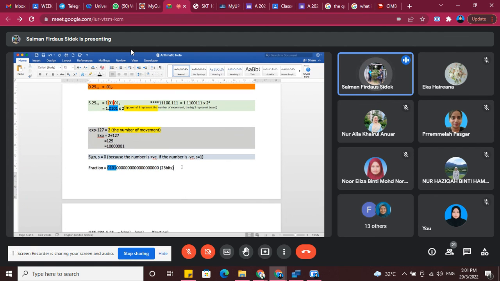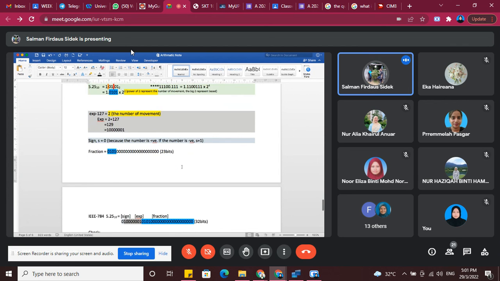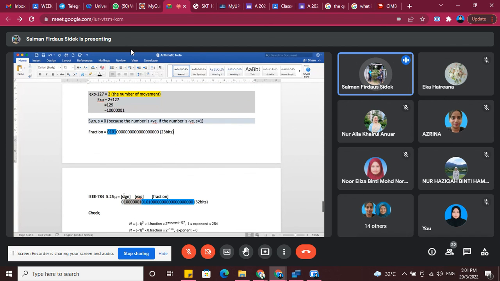So until here, okay, sepatutnya dah lega lah because you just need to arrange the sign, exponent and fraction into its place. So dia akan dapat macam ni lah. Sign 1 bit, exponent 8 bit, while fraction 23 bits. So overall is 32 bits. So this is the answer of 5.25 in floating point or IEEE 754.